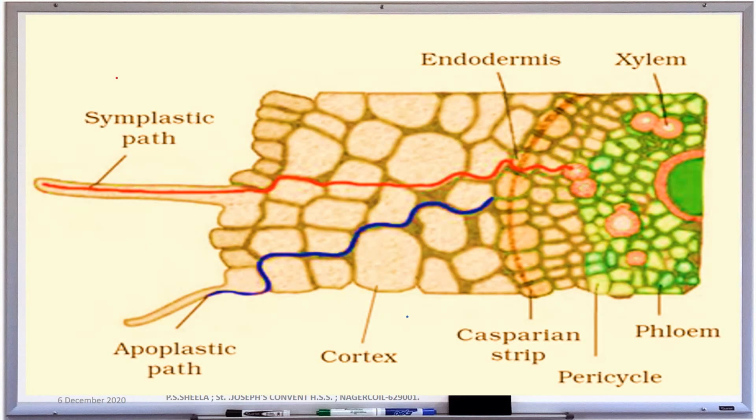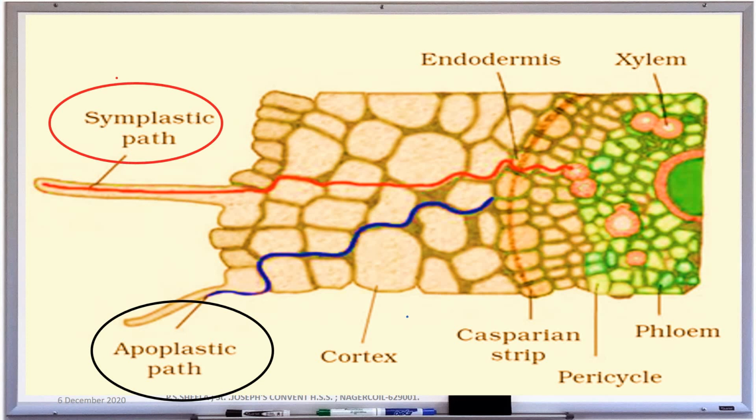Movement of water into the root cells is of two types: apoplast and symplast. Apoplastic movement of water occurs through the intercellular spaces and the walls of the cells. It is dependent on the gradient. Second one, symplast pathway. Here the water travels through the cells, through the plasmodesmata. This movement is again down a potential gradient.